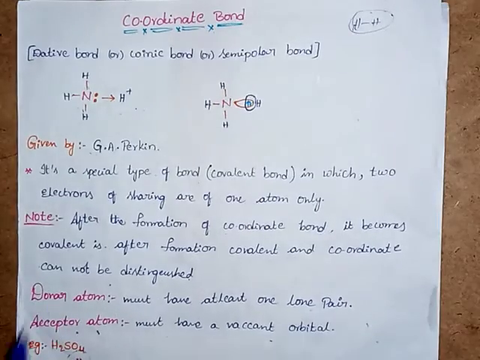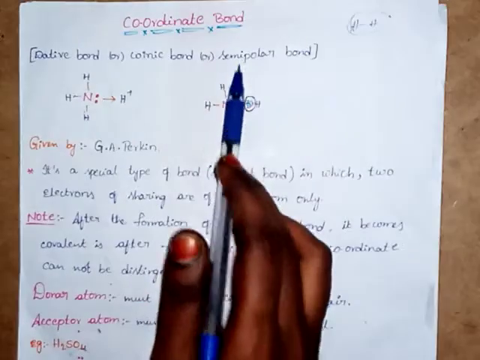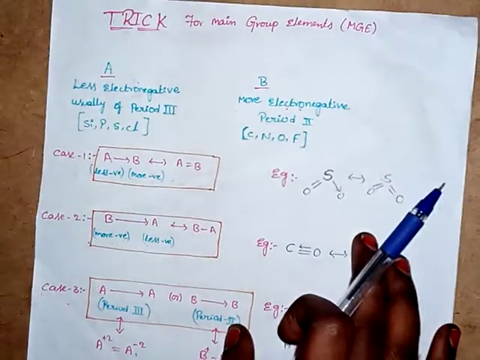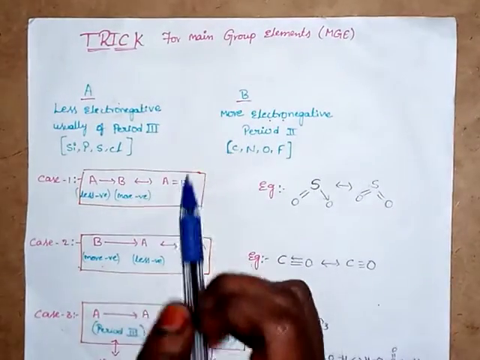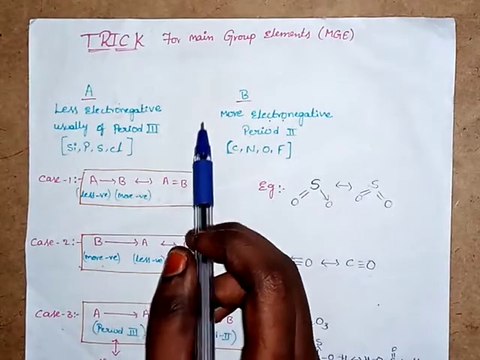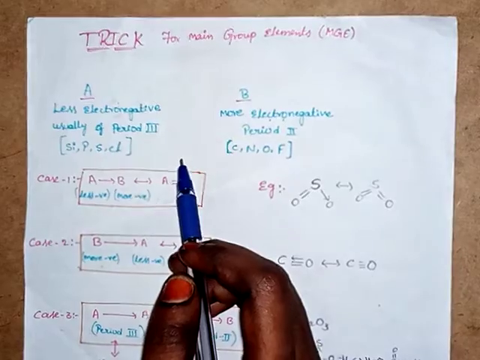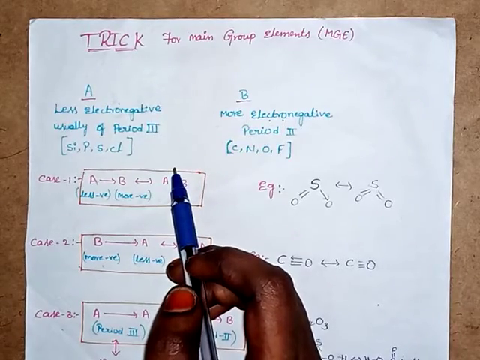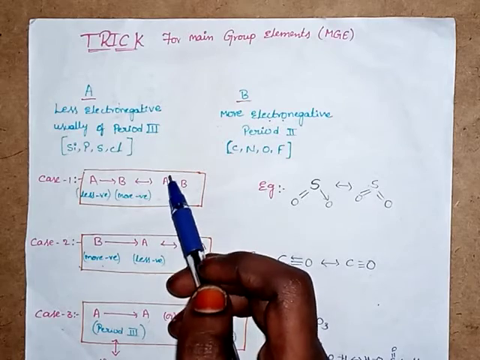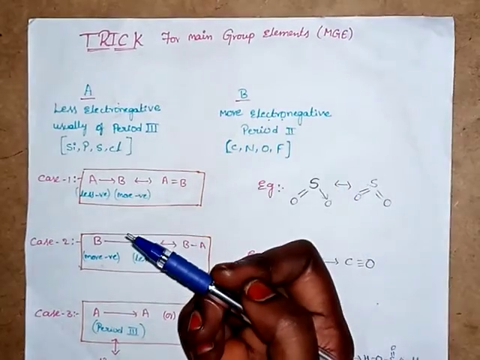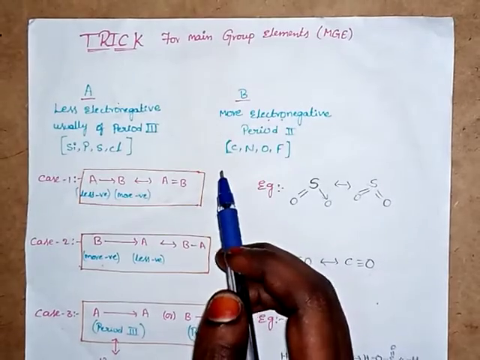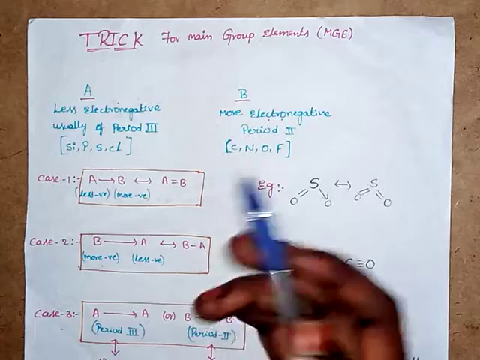So this is a part 2 video of coordinate bond. Now we are looking for some tricks. Today we will discuss some examples and some tricks about the coordinate bond: how it will form the coordinate bond, how it will form a single bond, how it will form a double bond. Like this, we will simplify the coordinate bond more easily.